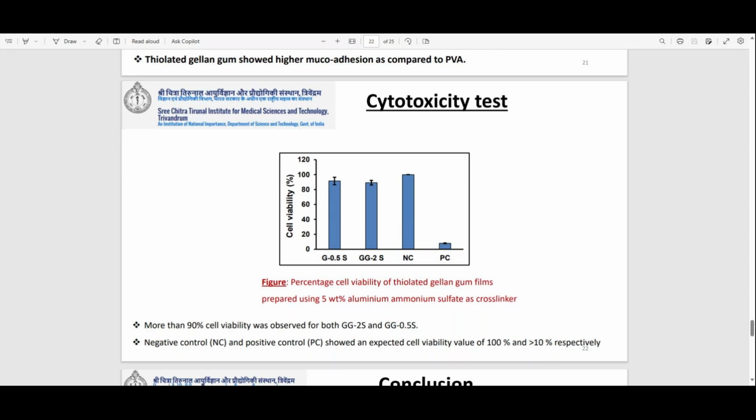Here the NC is the negative control and the PC is the positive control. Positive control means it's very toxic, and negative control is non-toxic. So our system is also coming in the range of non-toxic systems.